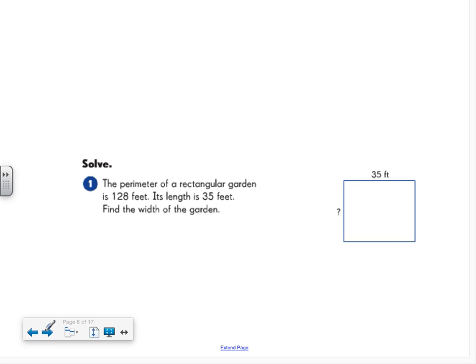Okay. Let's see. The perimeter of a rectangular garden is 128 feet. Its length is 35 feet. Find the width of the garden. Again, I'm drawing. I have a rectangle. I know that these two are going to be the same and these two are the same, so this is also 35. It's telling me the perimeter is 128.